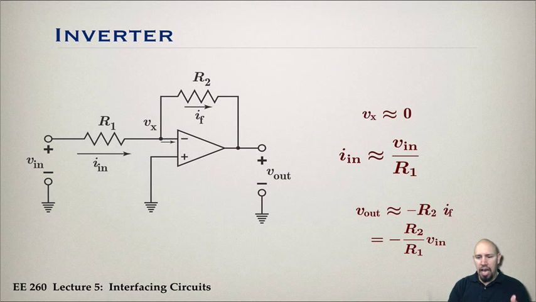Amplification is when we actually have a gain greater than 1. So the gain here is what multiplies the input. The input gets multiplied by a gain, and that becomes the output. So the gain here is R2 over R1. If R2 is greater than R1, the output voltage will be greater in magnitude than the input voltage. If R2 in magnitude is less than R1, then this number will be less than 1, and that means our output voltage will be less than our input voltage.